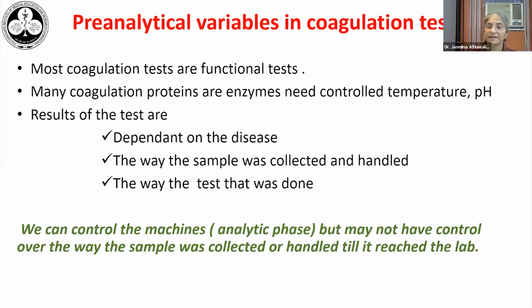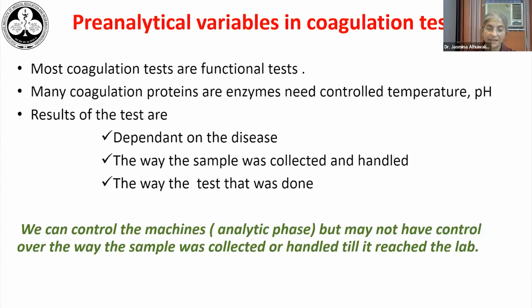Pre-analytical variables are very, very important in coagulation testing, because we must remember that most coagulation tests are functional tests. So we are looking at coagulation proteins, which are enzymes, and they work best at a controlled temperature and pH. So the result of whatever testing we do in the lab will depend on the disease that the individual has, the way the sample was collected and handled, and the way we did the test in the lab.